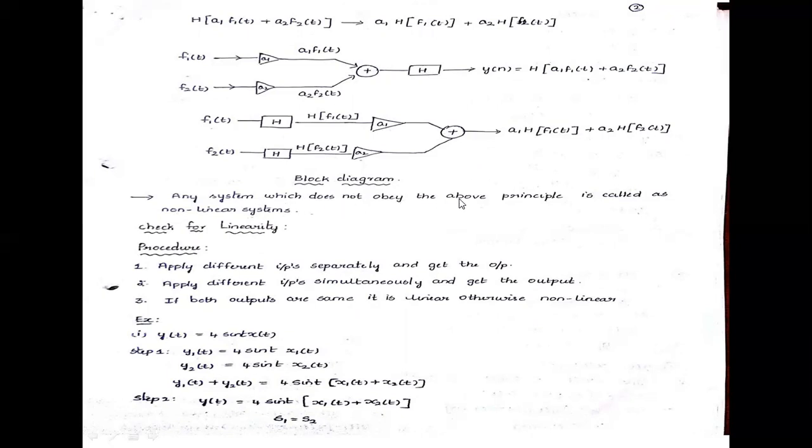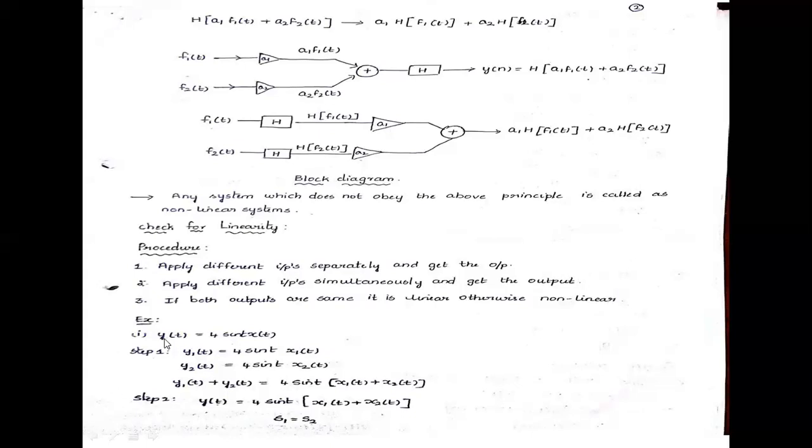Any system which does not obey the above principle is called a non-linear system. Here the response to the sum of inputs is equal to the sum of the individual responses. Now to check for linearity, you can see some examples. The procedure has three steps. Apply the different inputs separately and get the output. Apply the different inputs simultaneously and get the output. If both outputs are the same, it is linear. Otherwise, it is a non-linear system.